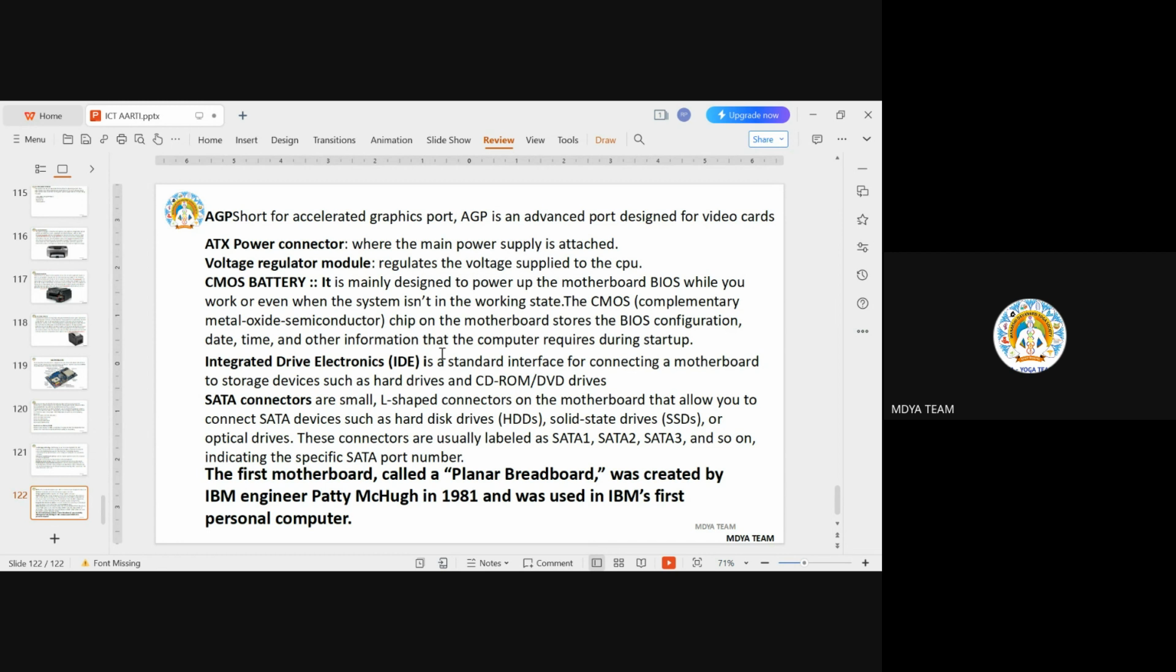SATA connectors are small L-shaped connectors on the motherboard that allow you to connect SATA devices. What are SATA devices? SATA devices are hard disk drives, solid state drives, optical drives. All storage devices are SATA devices. These are connectors through which we can connect our hard disk and storage devices. The full form of SATA is Serial Advanced Technology Attachment.